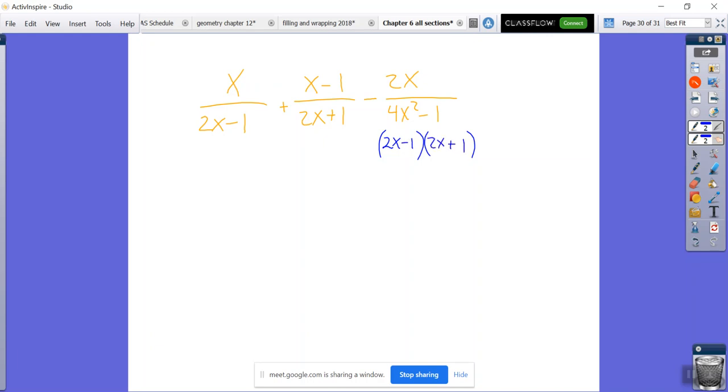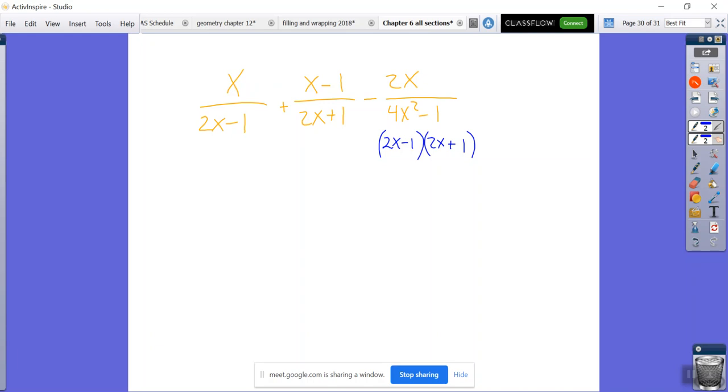Thank you for answering the question in the form of a question. All right, so our next step is what is our least common denominator? And this one's pretty straightforward. So what will our least common denominator be? Would it be 2x minus 1 and 2x plus 1? It would be.